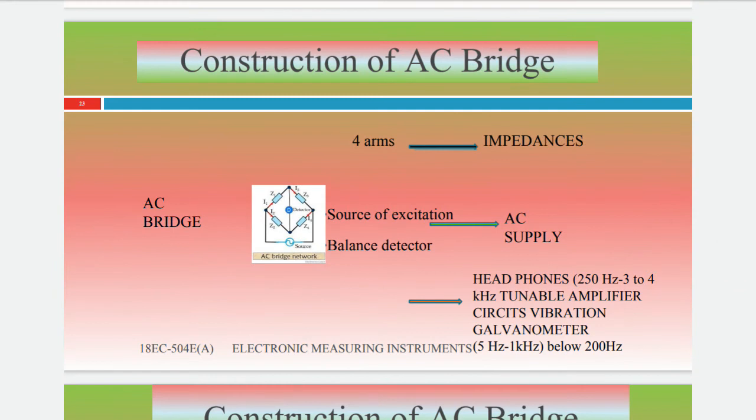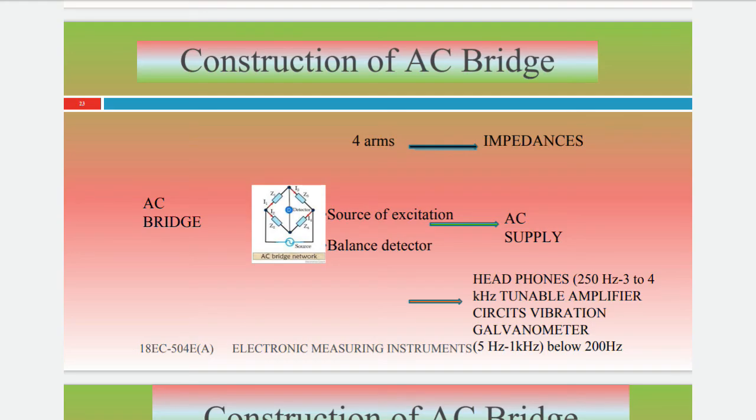The bridge circuits use comparison measurement methods and operate on the null indication principle. The bridge circuit compares the values of an unknown component with that of an accurately known standard component. Thus, the accuracy depends on the bridge components and not on the null indicator. Hence, a high degree of accuracy can be obtained.